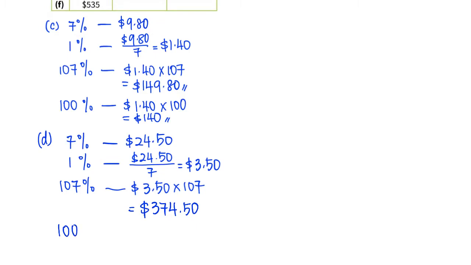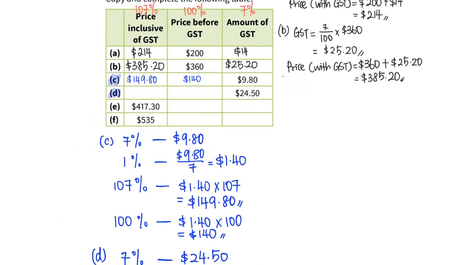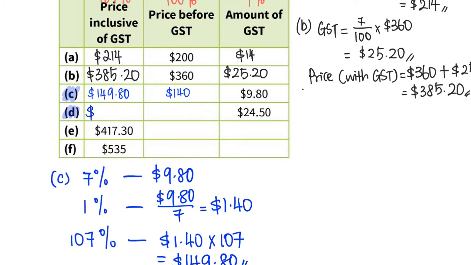And I just need to find the 100% value as well. Same, 1% value is $3.50 times 100. $350. And therefore, I just need to update the table again. $374.50, $350.